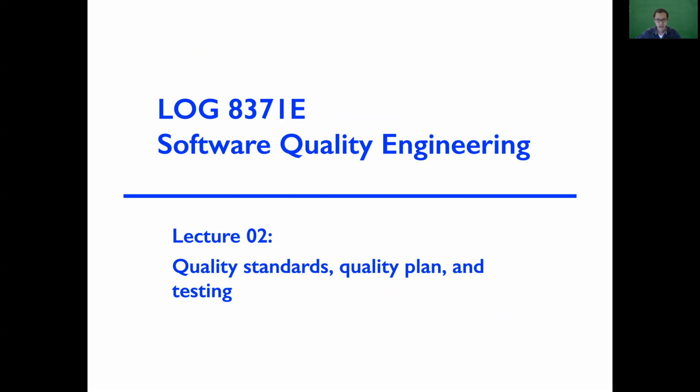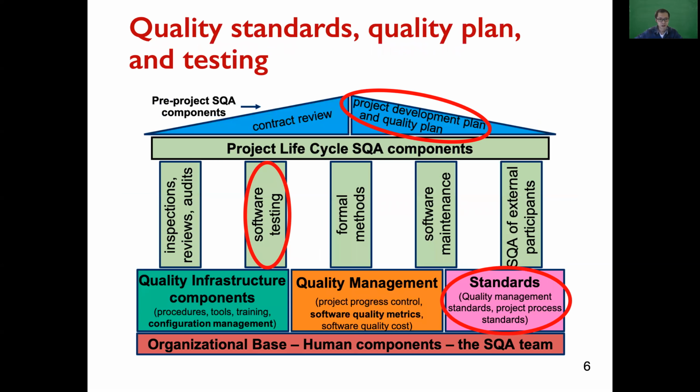The second lecture's topic is quality standards, quality plan, and testing. The topics covered in this lecture are positioned in the software quality assurance system in this figure. As you can see, the quality plan is positioned in the pre-project SQA components layer. The software testing is positioned in the project lifecycle SQA components layer. And we also cover standards in this lecture.